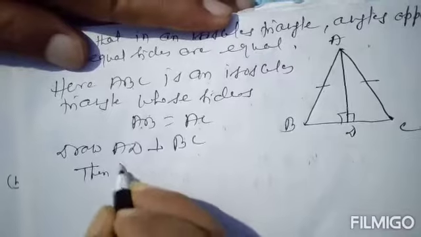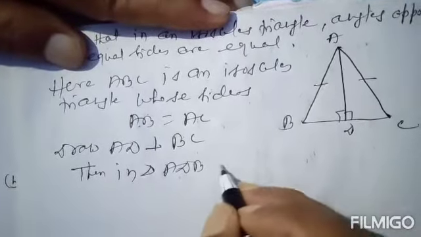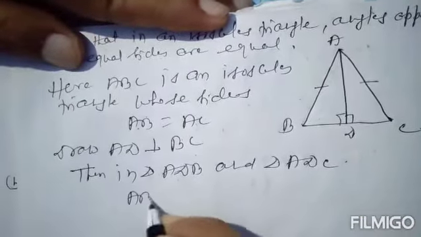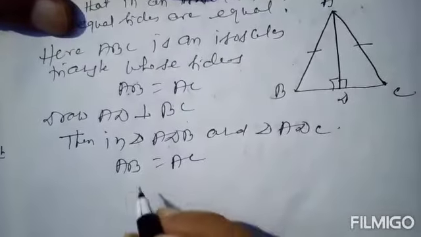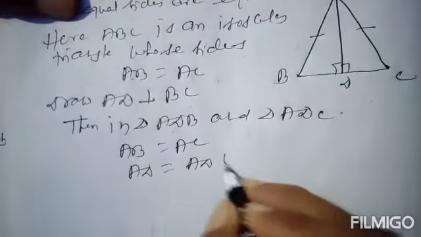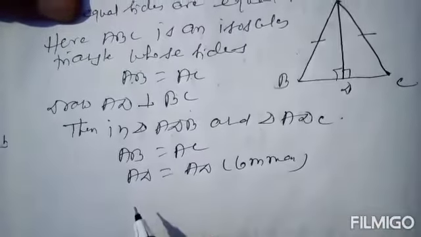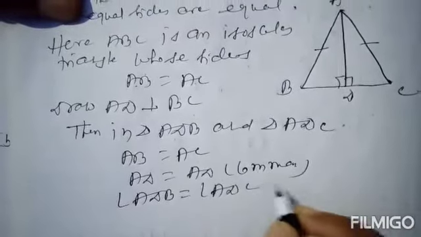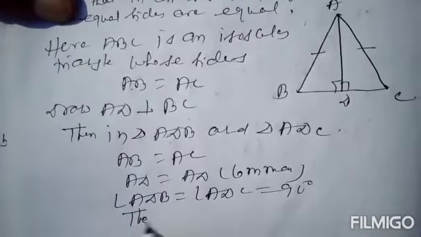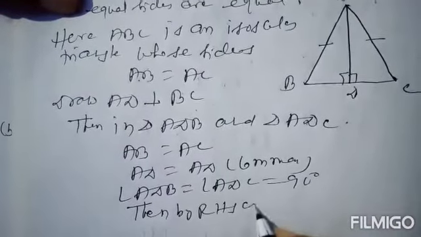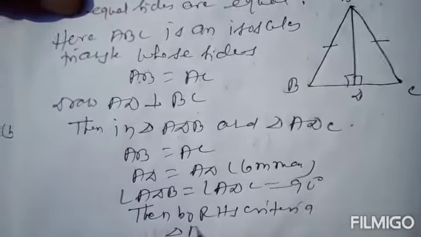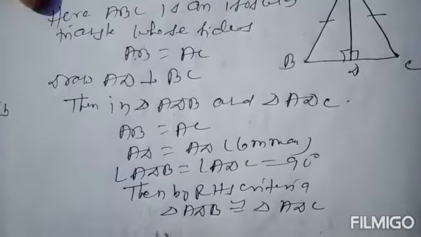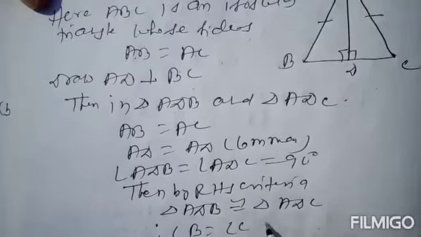Then in triangle ADB and triangle ADC, AB is equal to AC, AD is equal to AD, common, and angle ADB is equal to angle ADC, 90 degrees. Then by RHS criteria, triangle ADB is congruent to triangle ADC. So therefore angle B is equal to angle C by CPCT.